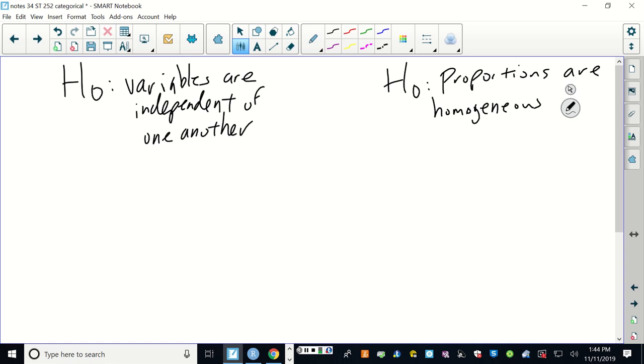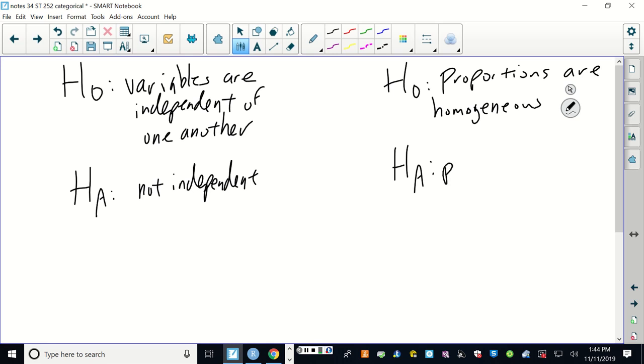The calculation we're going to do is going to be the same. The interpretation could be just a little bit different depending on how things are. The other alternative is just that they're not independent. Or later in the chapter where it talks about homogeneity of proportions, the alternative is that the proportions are heterogeneous.